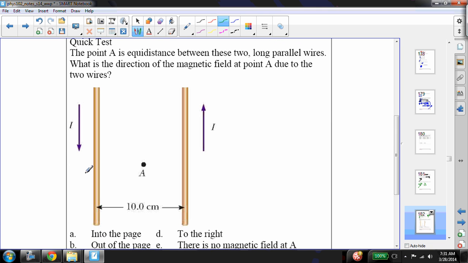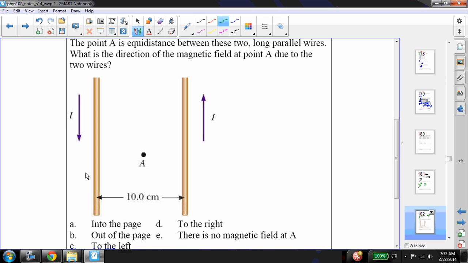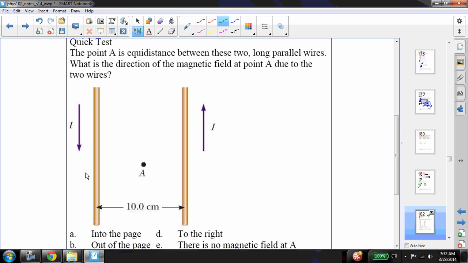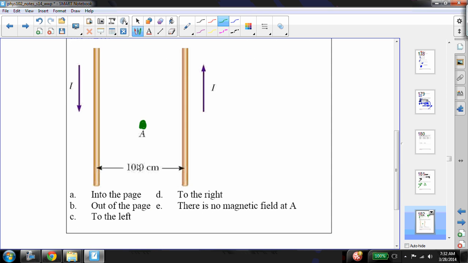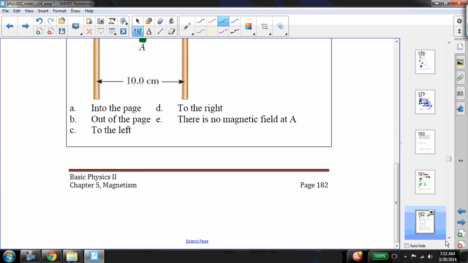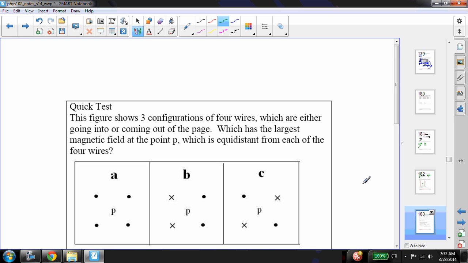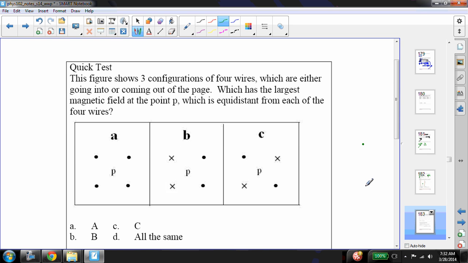Now you can try these quick tests. Here you actually have two wires, and you want to find the direction of the magnetic field from each of the wires, and I want to know what is the magnetic field at this point. What is the direction of the magnetic field? In this one, you have 4 different wires, and I want to know which one of these has the largest magnetic field at the point P. I'll do this first one for you, and then you can try the others. I want to know the magnetic field at this point.